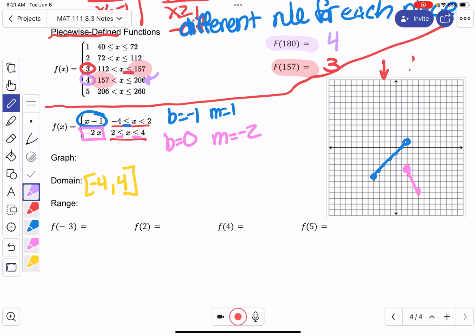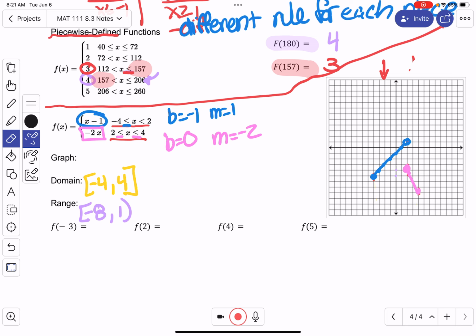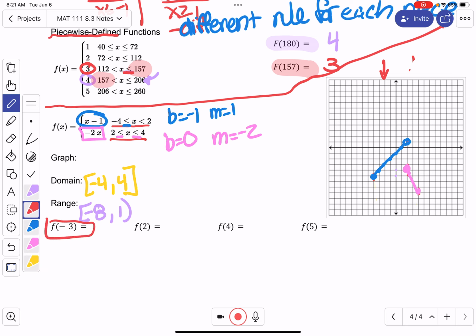Range is our y values, sorry. So the lowest y is 1, 2, 3, 4, 5, 6, 7, -8, and it's a closed circle. The highest y is 1, but it's an open circle, so we put parentheses. Now we can use that graph to solve some of these equations. So -3, find -3 on the x, go down to our graph, the y value is -4.